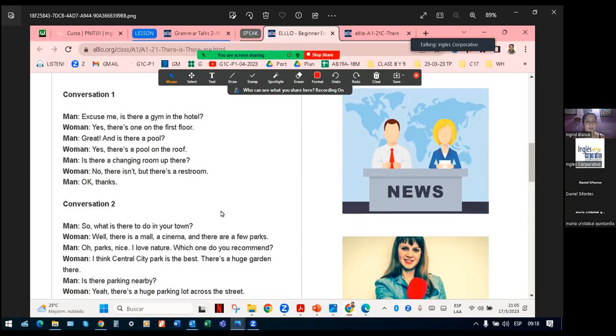So, what is there to do in your town? Well, there is a mall, a cinema, and there are a few parks. Oh, parks, nice. I love nature. Which one do you recommend? I think Central Park is the best. There's a huge garden there. Is there parking nearby? Yeah, there's a huge parking lot across the street. Okay, very good.